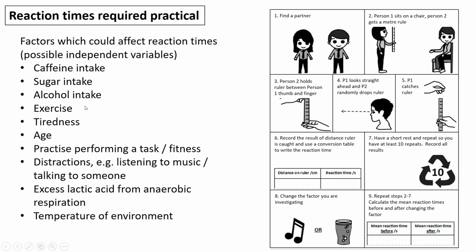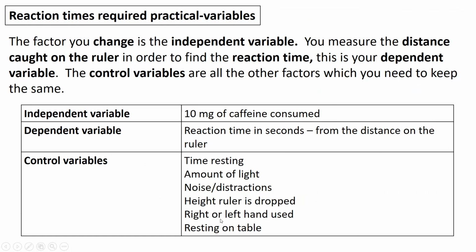These are all possible things which could be changed in this sort of investigation. The amount of caffeine you have, or sugar or alcohol, if you've exercised or you exercise regularly, how tired you are, your age, the practice performing a task or your fitness, your distractions, there's someone trying to talk to you, distract you. You might have excess lactic acid from anaerobic respiration. You might have a different temperature environment that you want to investigate. Lots of different variables which you could see if they affect your reaction time.